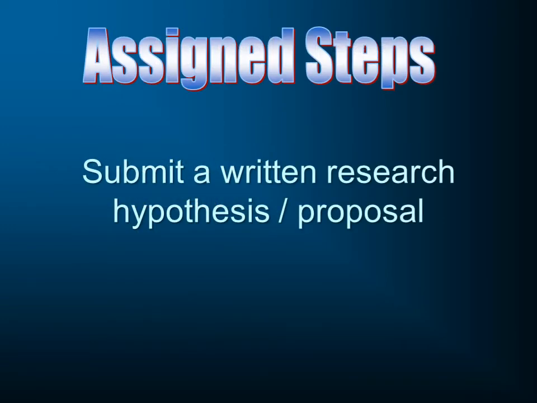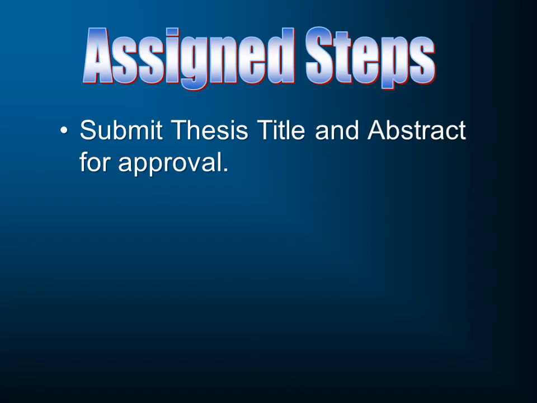Now, the assigned steps. First of all, you're going to submit a written research hypothesis or proposal. It can be either one. And you're telling the reader what it is you're going to write about. First of all, let's back up a bit. You submit your thesis title and your abstract for approval. And so the title, don't go for a flashy title, but a very simple title that tells you what the thesis is going to be about. It can be a long title, but don't go for stylistic where you have to sort of guess what that title means.